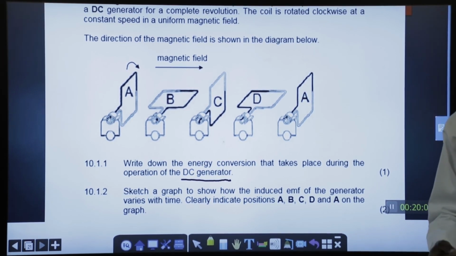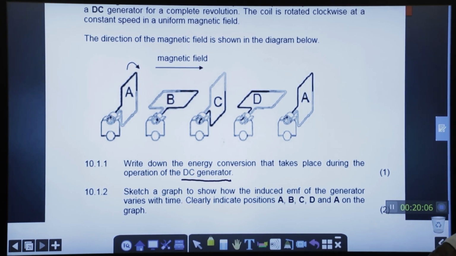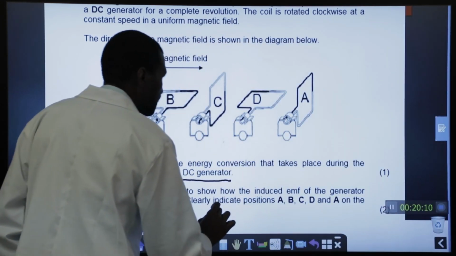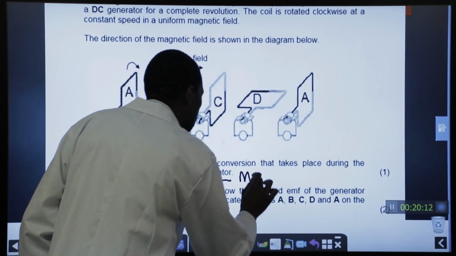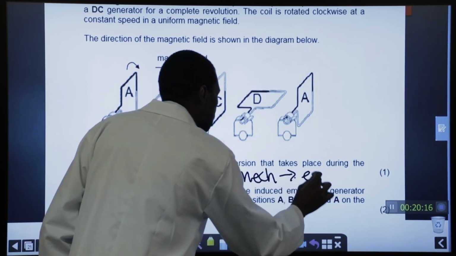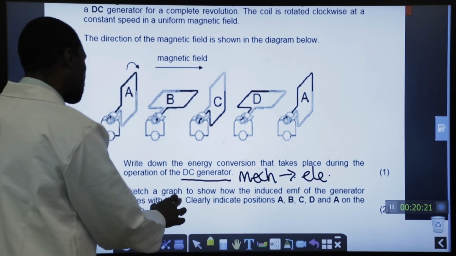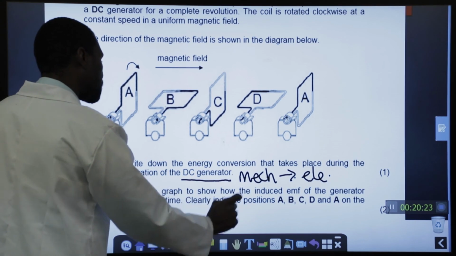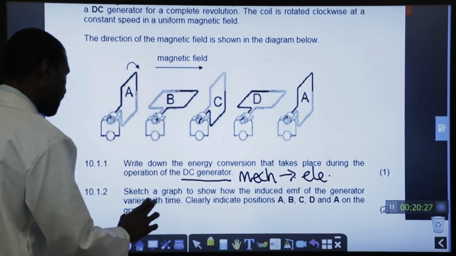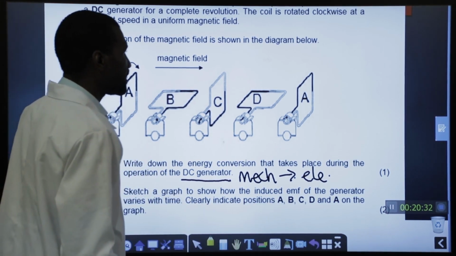Write down the energy conversion. So what happens in a DC generator? We convert mechanical energy to electrical energy. You can write that in full. Now sketch a graph to show how the induced EMF of the generator varies with time, clearly indicating positions A, B, and C.